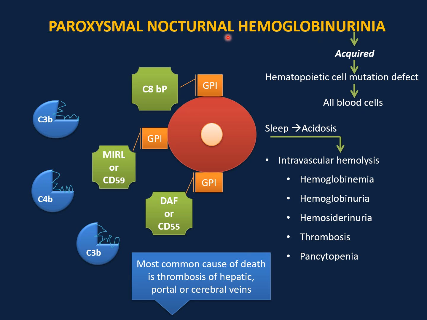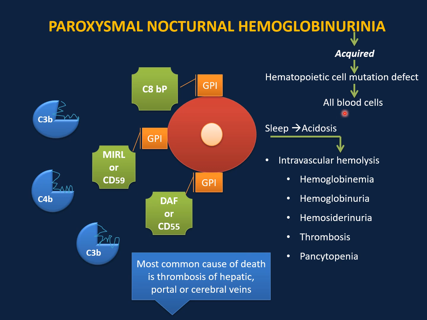This is a patient who presents with dark urine. So this is an acquired condition because of a hematopoietic cell mutation defect, and this affects all the blood cells. Very important, because this hemoglobinuria gives you the impression that it affects the red blood cell only. No, actually it affects all the blood cells: red blood cells, white blood cells, and the platelets.